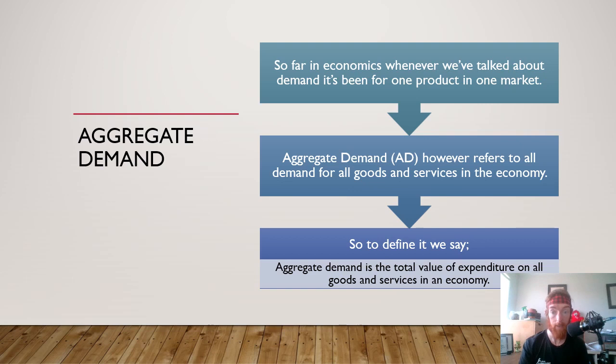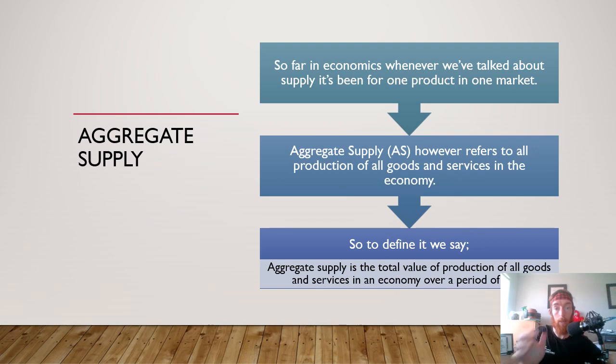So basically all the incomes that people receive, when they spend that on goods and services, that creates the total level of demand. As you could probably predict, producers and suppliers then create goods and services based on the level of demand that exists. So that then ties in exactly with our aggregate supply, which is the total value of all production of all goods and services in an economy over a period of time. So aggregate supply is just the total value of all production overall.